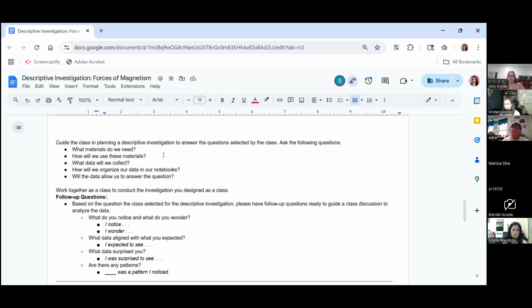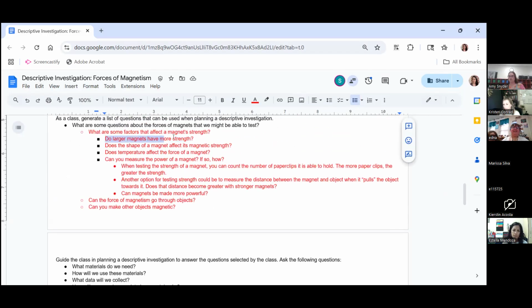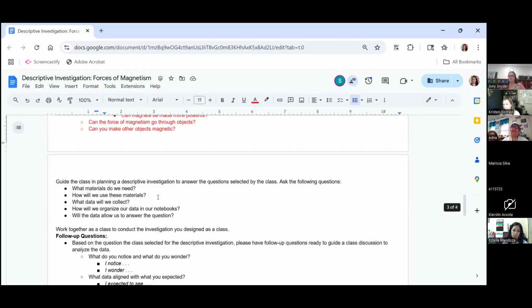I see your wheels turning above your heads. Absolutely, Edna. We're going to explore, right? Just simply that. We're going to explore these items and these magnets and see if we can answer that question. Next, what data will we collect? Now remember what your guiding question is. That question was, do larger magnets have more strength? So what data will we collect?